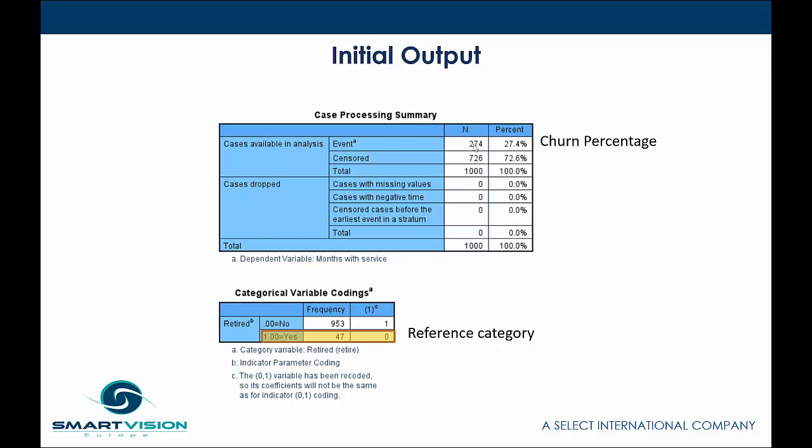In other words, 274 of them cancelled their subscription. They are churned. And so hence 27.4% is our churn percentage.